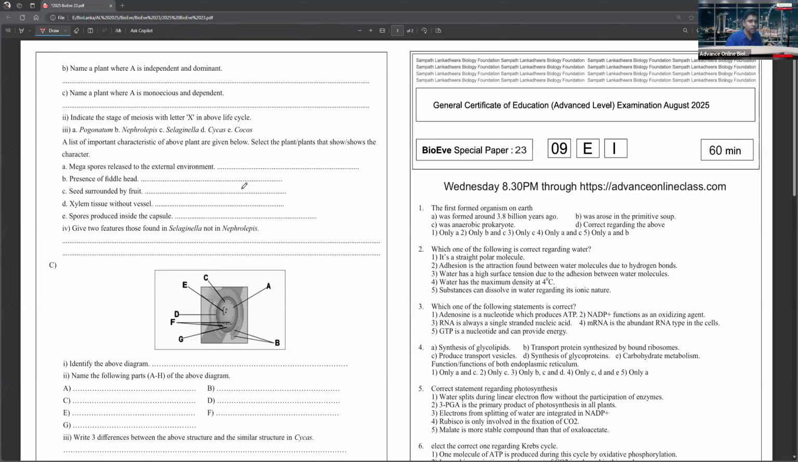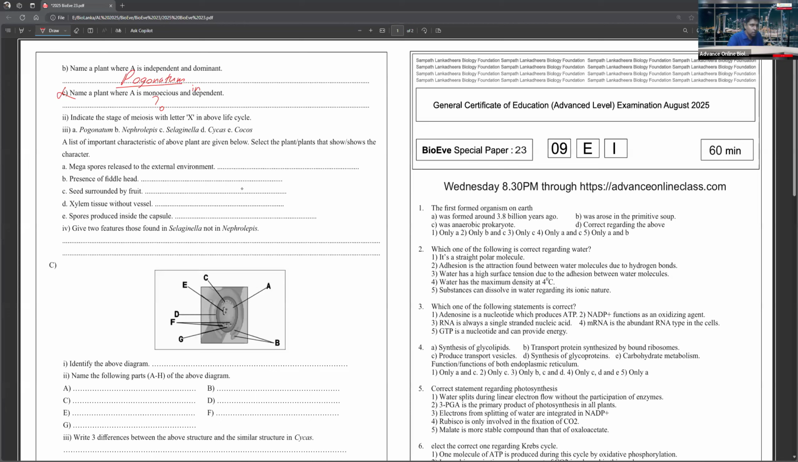Name the plant where A is independent and dominant. I'm taking Pogonatum. Then I don't have an answer for this one, people. We'll remove it. Neither. Plant where A is monoecious and independent, okay. Independent is okay. Dependent, I don't have an answer.